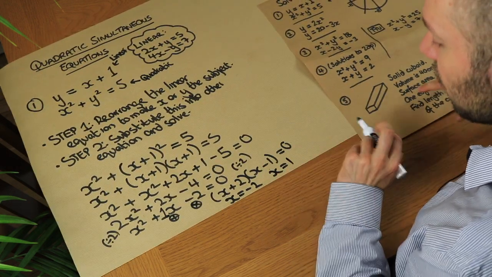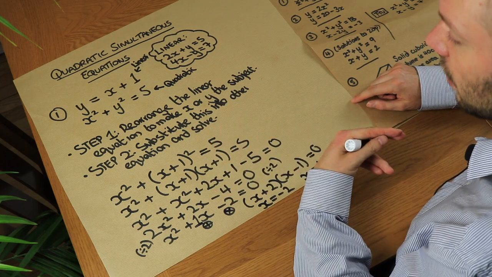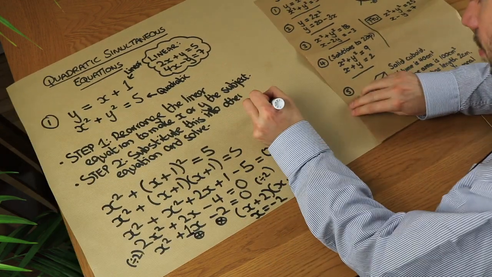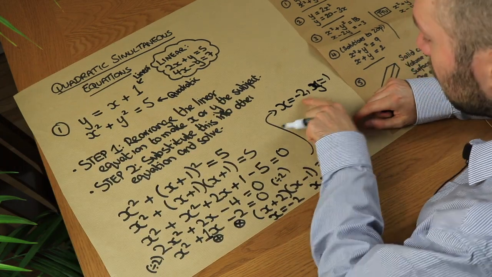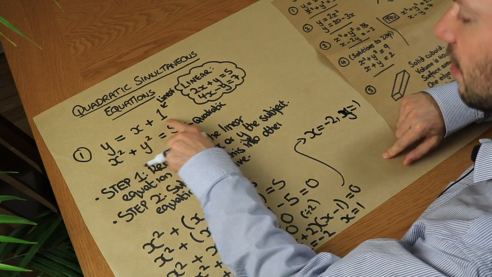Now, these are simultaneous equations after all, so for each value of x we find, we need to find a value of y. So if I just write up here, so we had x was minus 2, or x was 1, and then we can just substitute these back into one of these equations to work out what y is. Well, y is just x plus 1, isn't it?